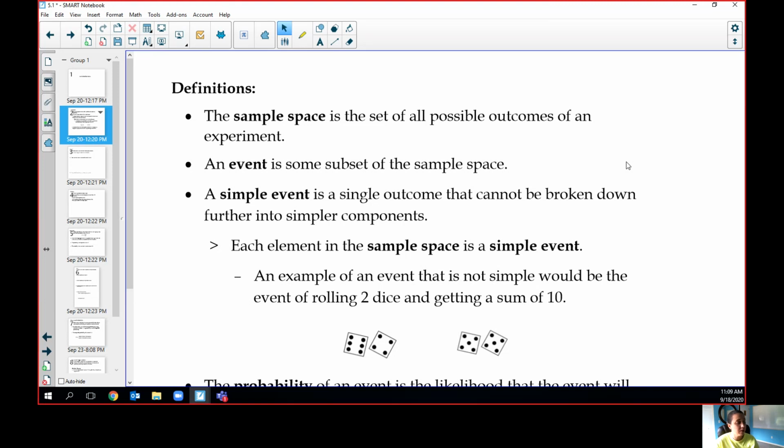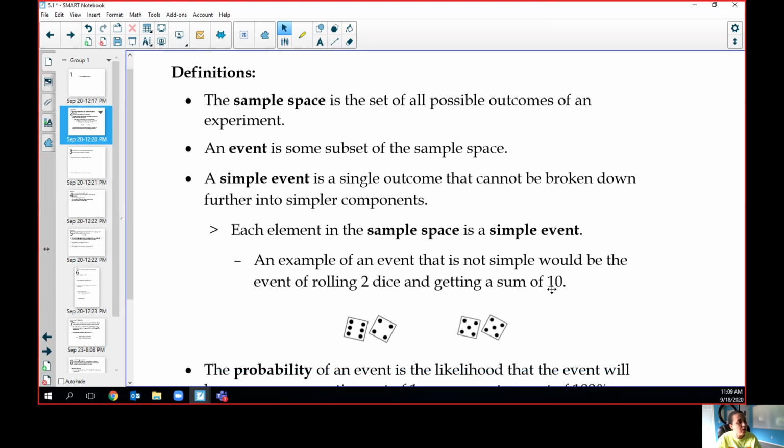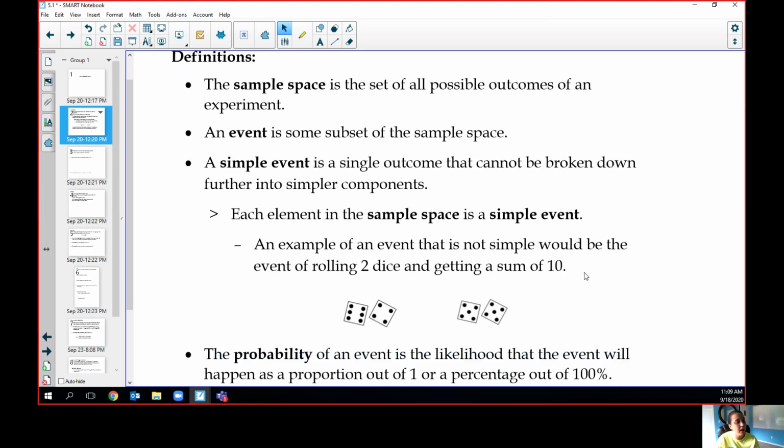So an example of an event that is not simple, or can be broken down further, would be the event of rolling 2 dice and getting a sum of 10. Well, as you will notice, if we roll 2 dice to get a sum of 10, we have more than one way to get that sum. We could roll a 6 and a 4 or a 5 and a 5. So this would not be considered a simple event.